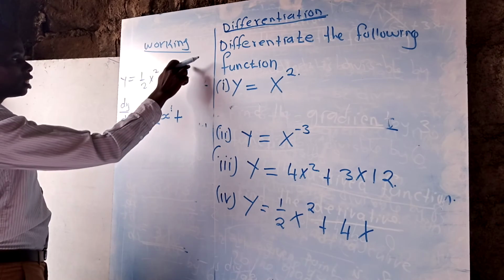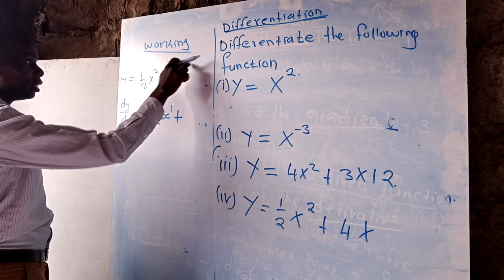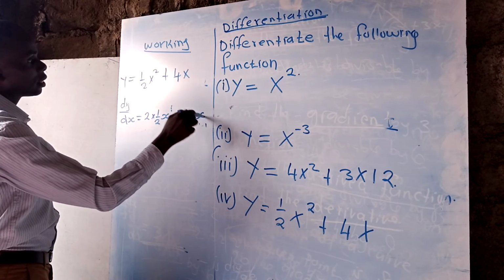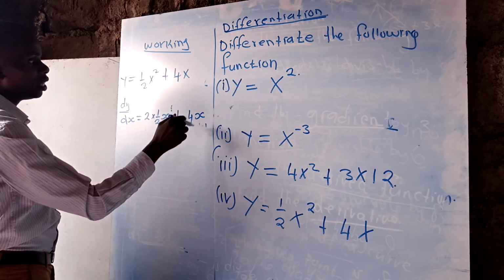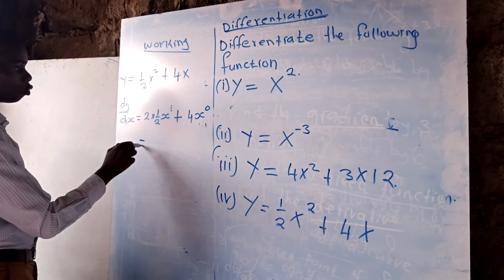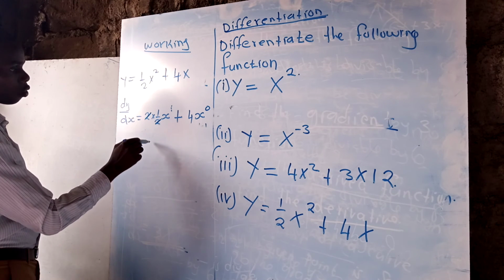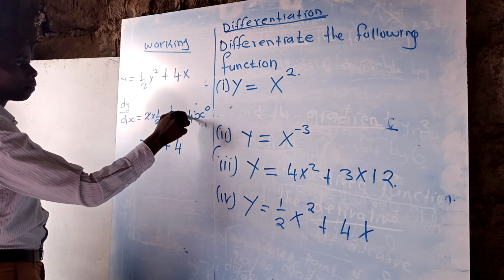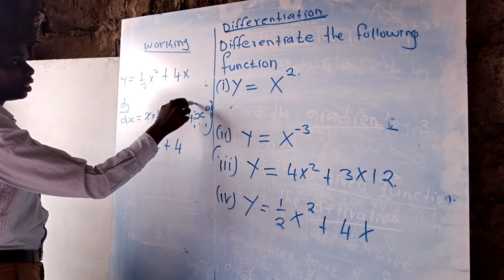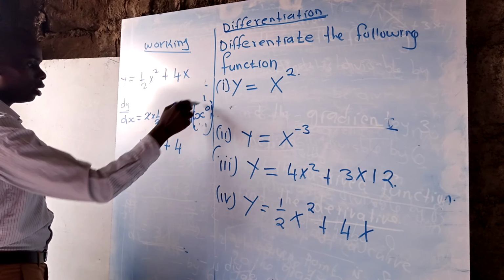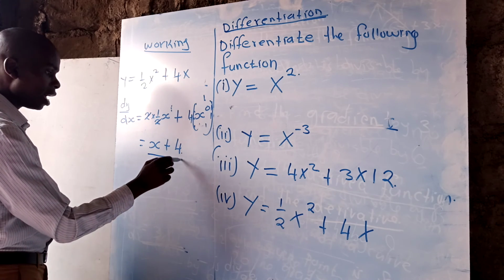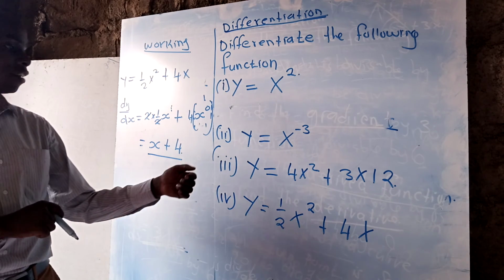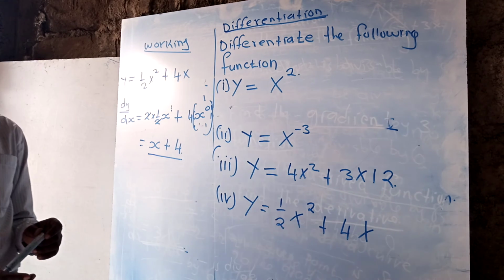Plus this power which is here is 1. 1 times 4 which is here is going to be 4x. 1 minus 1 is going to be 0. So the 2 can cancel with the half. So we are going to have x plus 4, because this one is the same as 1. 4 times 1 is going to be 4. Now what we have here is just the gradient function, or the derived function, as well as the derivative.